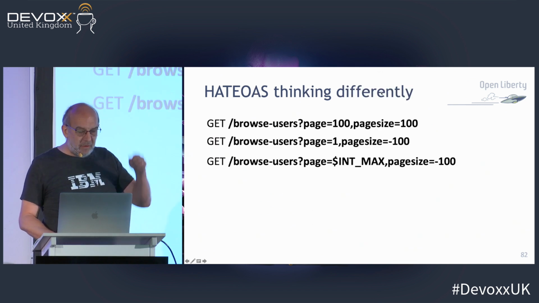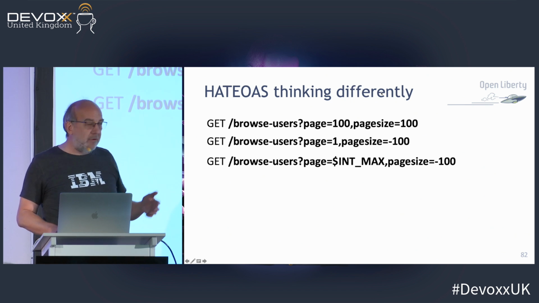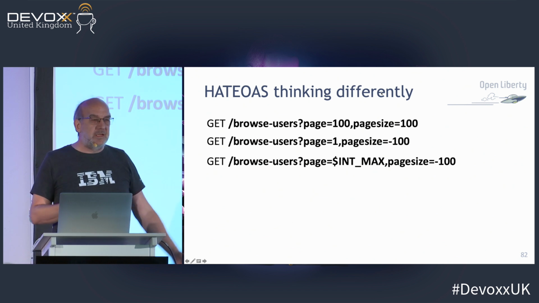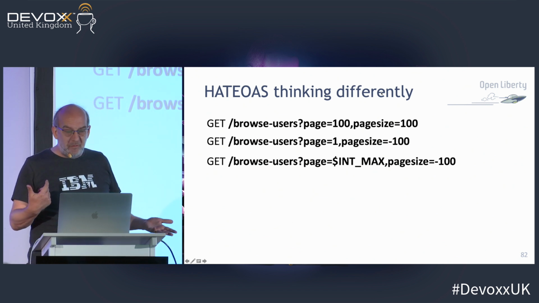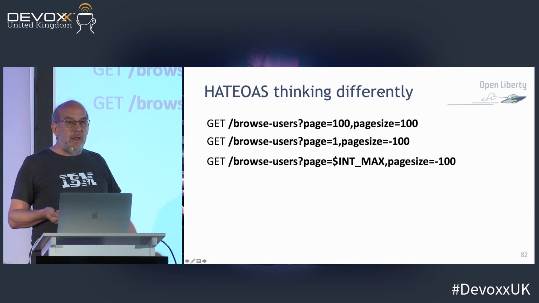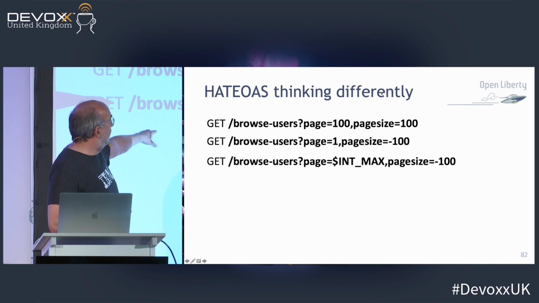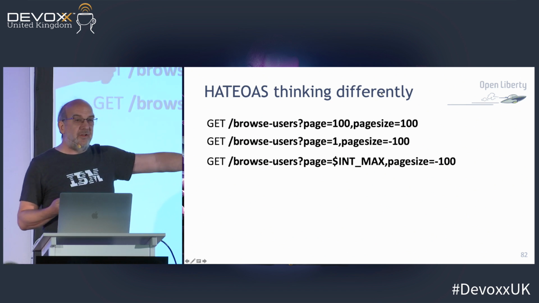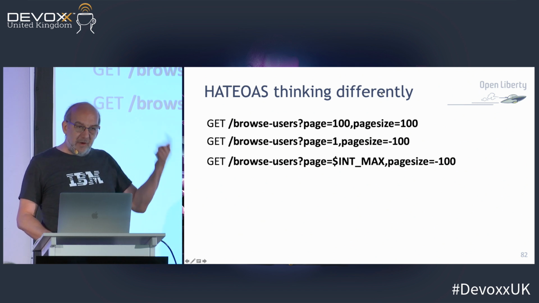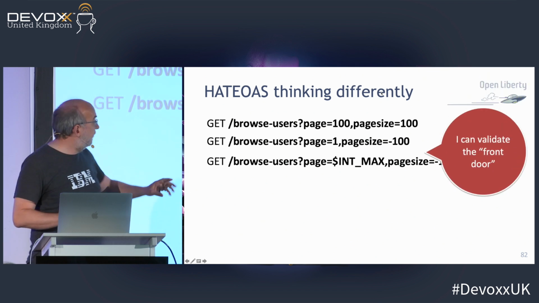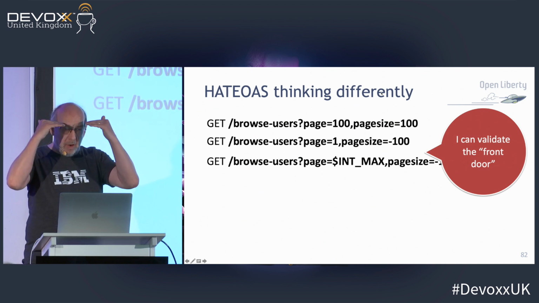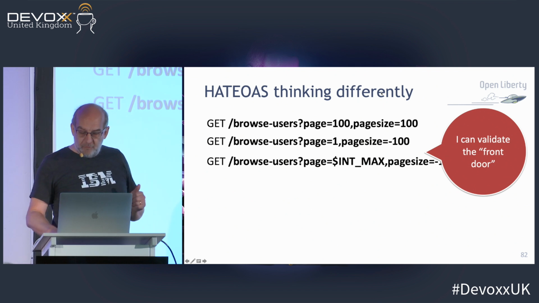So let me show you a different example so you can get it a bit better in the data. You know, there's all these ways of getting data. I can browse things and you can pass in all sorts of information, like how big the page sizes are and what page number to start up. And those things can be fuzzed. I can put int max, page size minus 100, right? And that's just life. If I take this design approach, I can validate the front door because I've got this information, and I can look at that and go, that's where I'm going to put my effort in the front door.